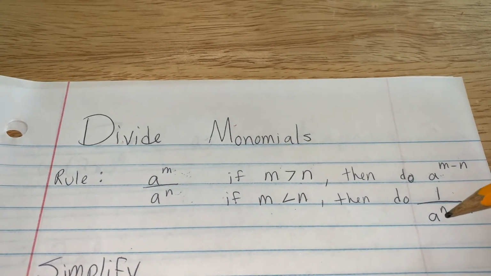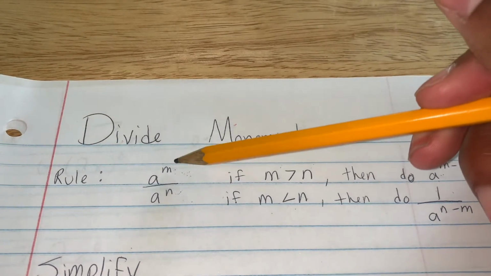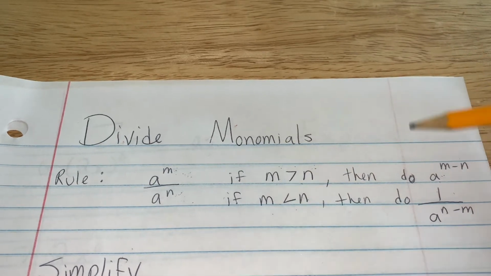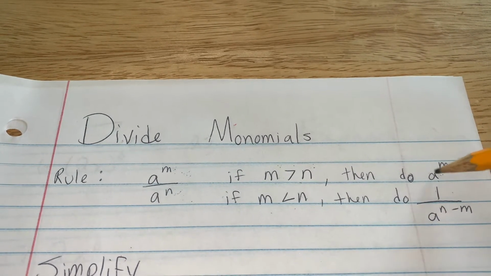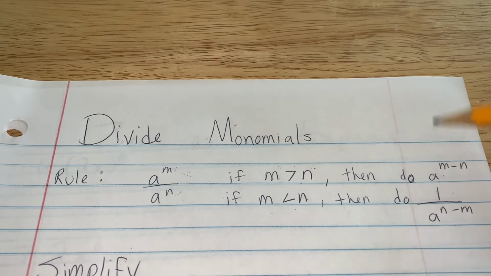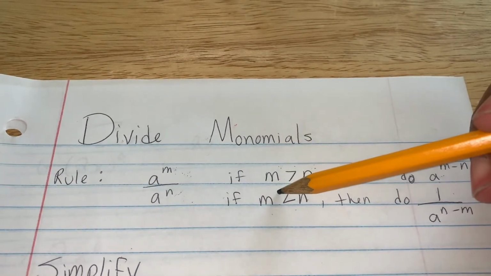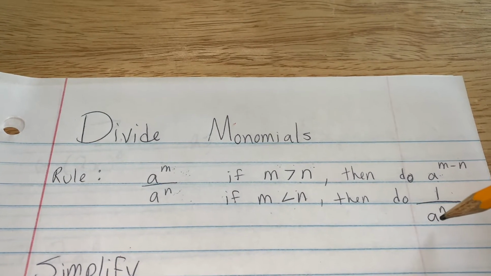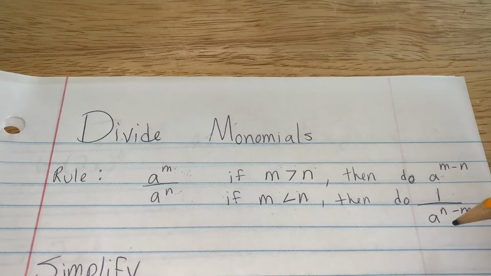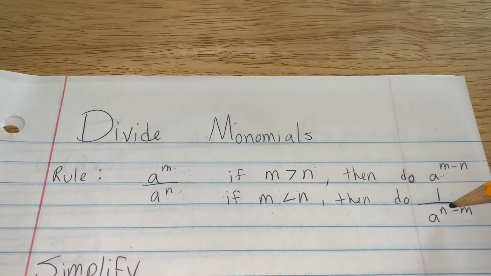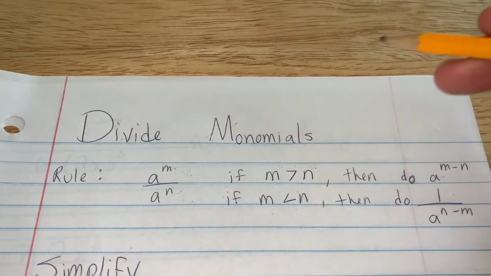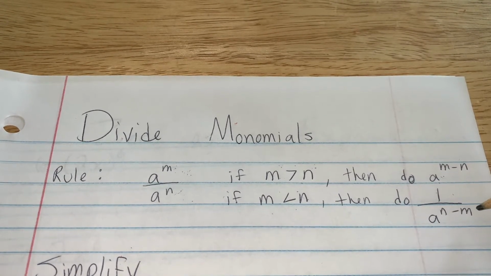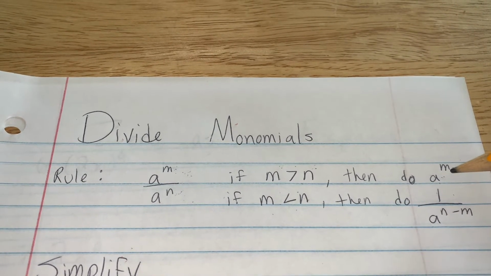or the denominator. So if you have exponents m and n, if m is greater than n, then you're going to subtract m minus n with your base on the numerator. But if your m is less than n, then your base will go on the denominator, and you're going to have 1 over that base. And you're going to subtract n minus m. So you want to do the greater exponent minus the less exponent so that you won't have a negative.